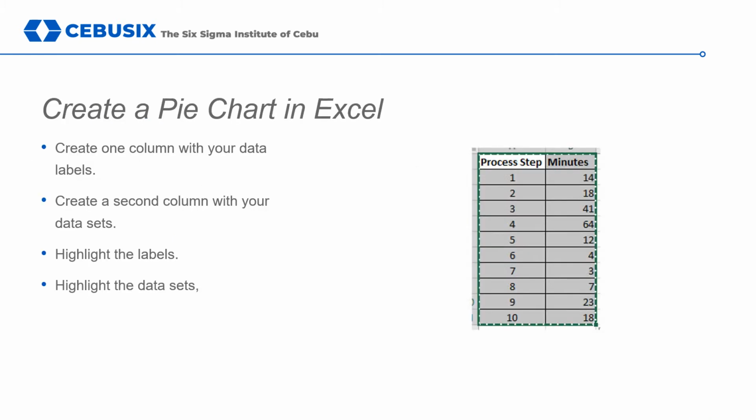So far, we have created a bar chart, a stacked bar chart. Now we are going to create a pie chart. And to do this, we only need two columns of data, one for the labels and one for the data. In the example from the book, our labels are the individual steps in a process, and the data are the minutes it takes to complete each step in the process. Once you have created the table, go ahead and highlight all of the data, including the headers.